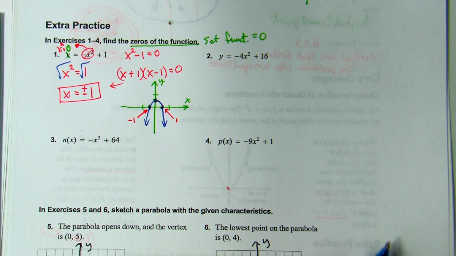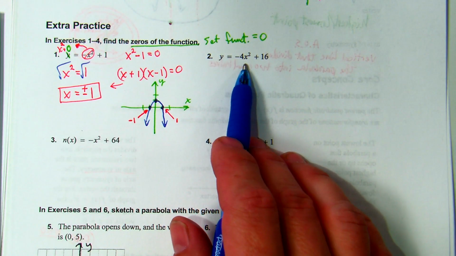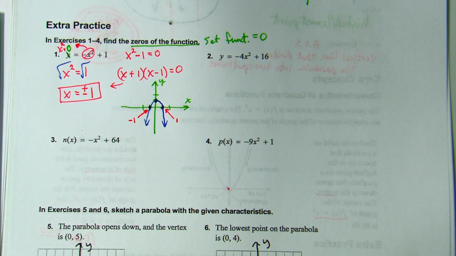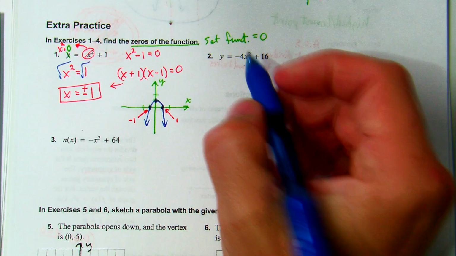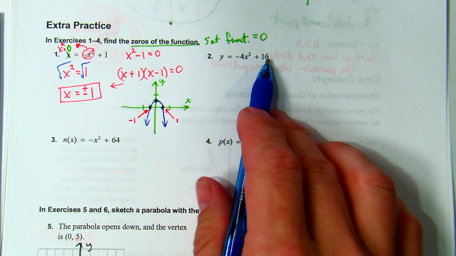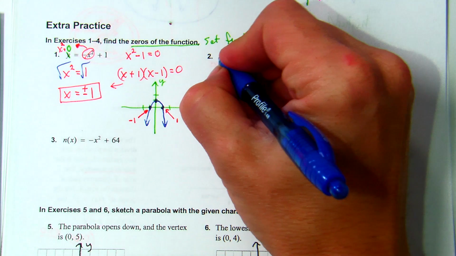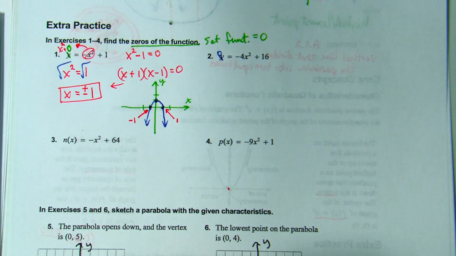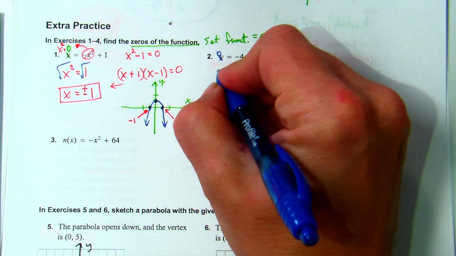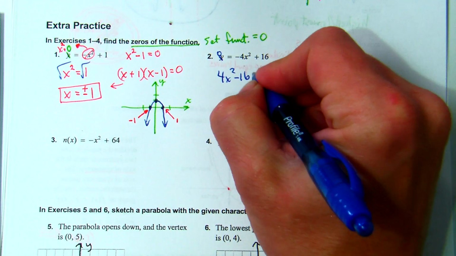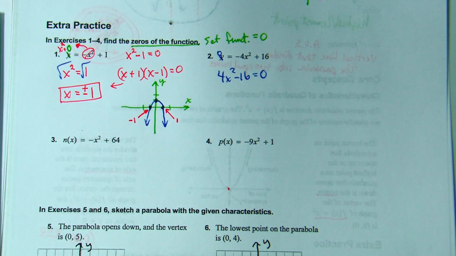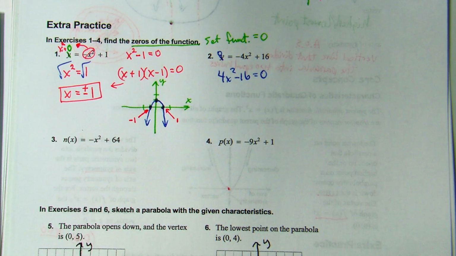On number 2, again, let's solve this one using the difference of squares. If I were to multiply everything by negative 1, I'm going to have 4x squared minus 16 is equal to 0. Now, just flipping the sides, you could move everything to the left side if you wanted to do it that way. Either way you look at this, we're just changing the sign of everything there. And the 0 doesn't have a sign, so we don't have to worry about that.